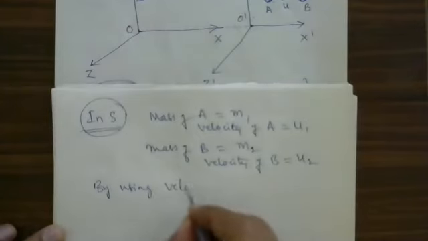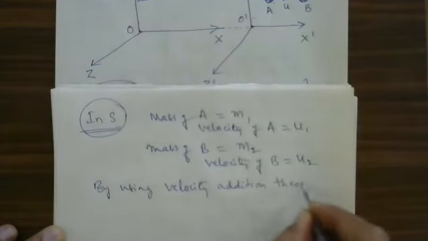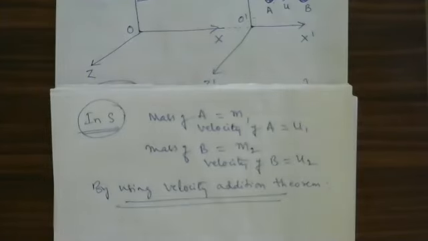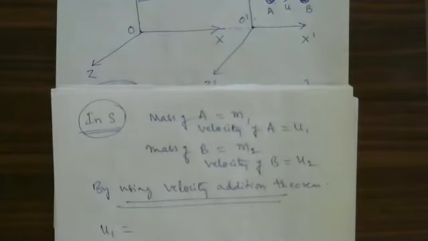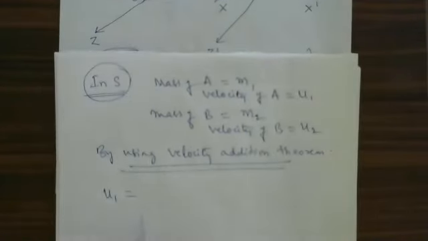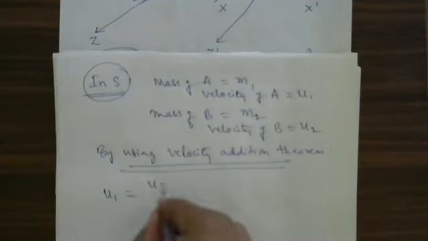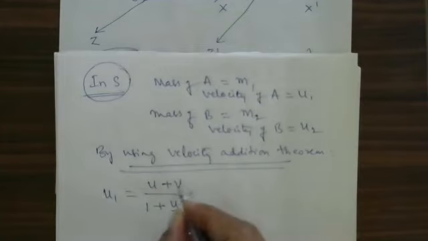Okay, understood? Now I am going to use the velocity addition theorem, yesterday's portion. Using the velocity addition theorem, I can write U1 is equal to how much? U1 is equal to U plus V divided by 1 plus UV divided by C square, where C is the velocity of light, and V is the velocity of S dash.